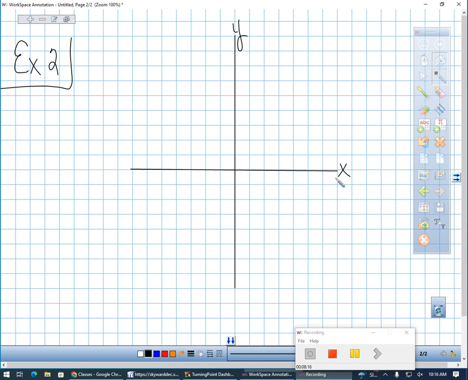I'm going to have you plot 2 points for me. Let's start by plotting the first point at -3, 1. I want you to put a dot. And the second point, let's go at 4, 3. Put a dot. And connect your dots for me. So you have this line going through your 2 dots.